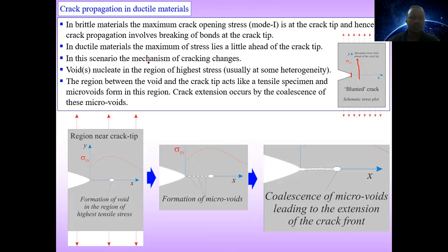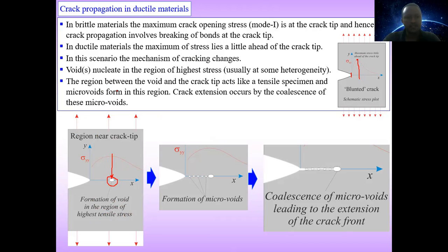Voids nucleate in the high stress region. So when we come here, it nucleates some voids here, in the regions of the maximum stress. So here we can observe void nucleation, the formation of voids in the region of high tensile stress.